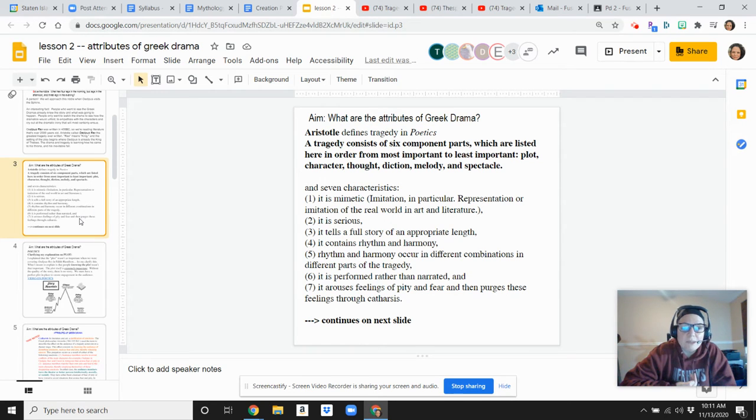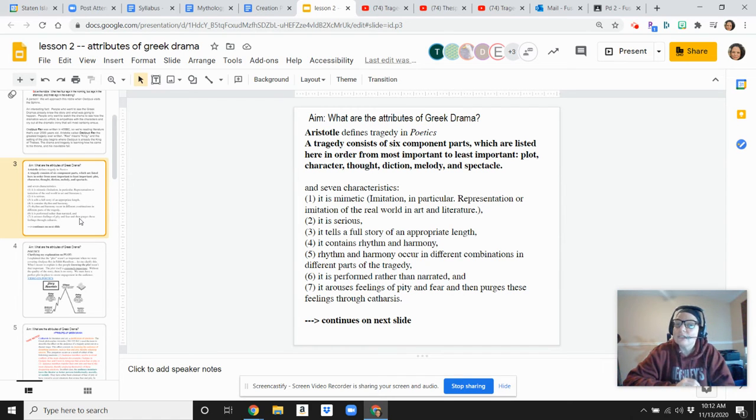Thought should be provoking and something that you can mentally connect to. It should be intelligent. Diction is the type of language. Melody is also related to language, not in the sense that it's musical. There is music in tragedies, but what he means by melody is that the language has a rhythm and a pattern to it.